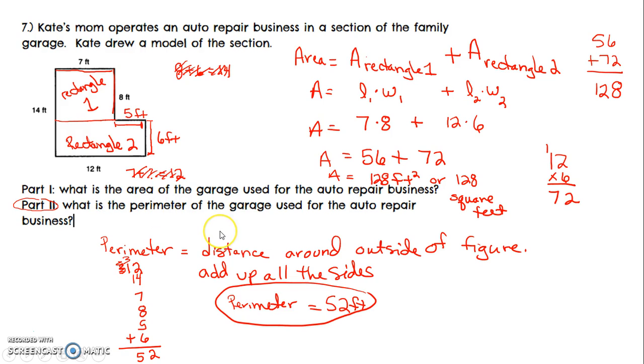Area is always measured in square feet because what it means is how many squares would it take to fill up that entire area? It would take 128 square feet to fill up that entire area. Hopefully that helps.